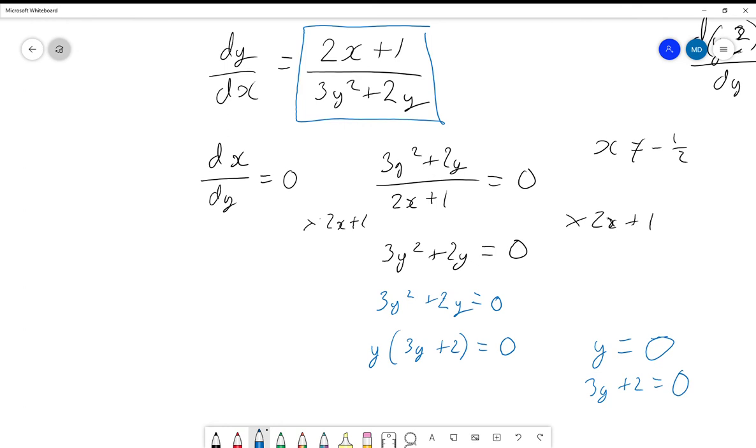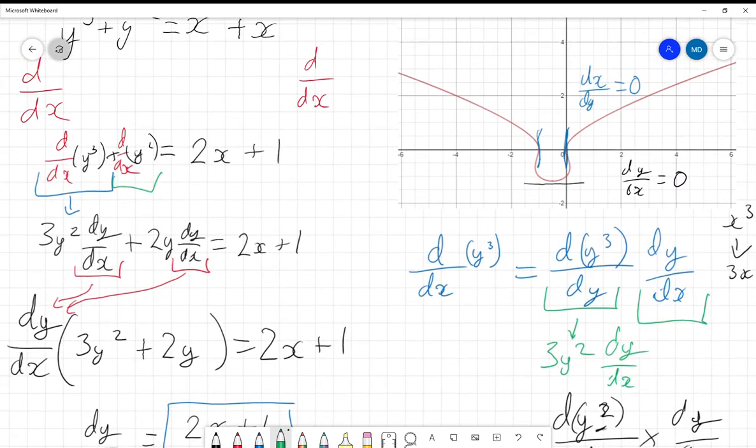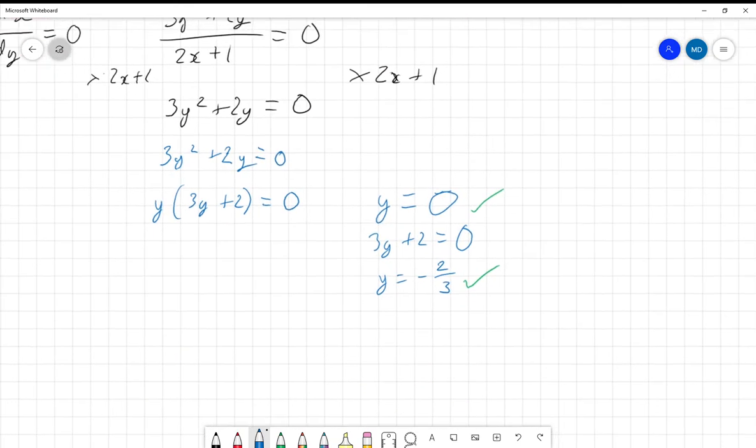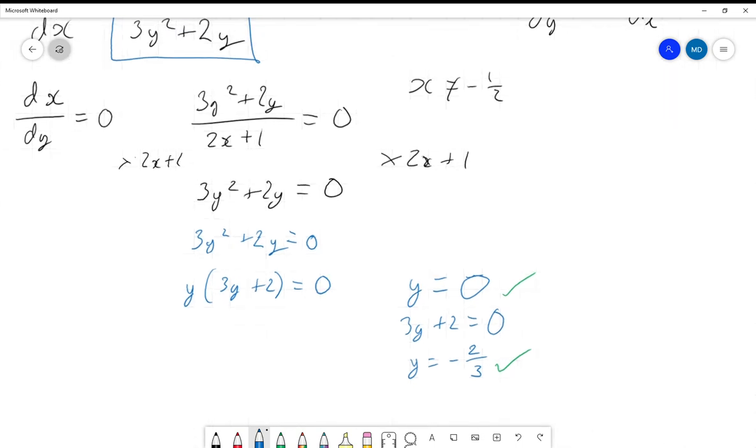And from here, we're going to rearrange, and we get y equals -2/3. So our two options are y equals 0, or y equals negative 2 over 3. Let's see if we can see those on the graph. And the answer is yes. The obvious ones were the 0, here and here, but perhaps slightly less obvious were the ones here and here, which are at negative 2/3 on the y-axis. So now we want to find out the x values of these.